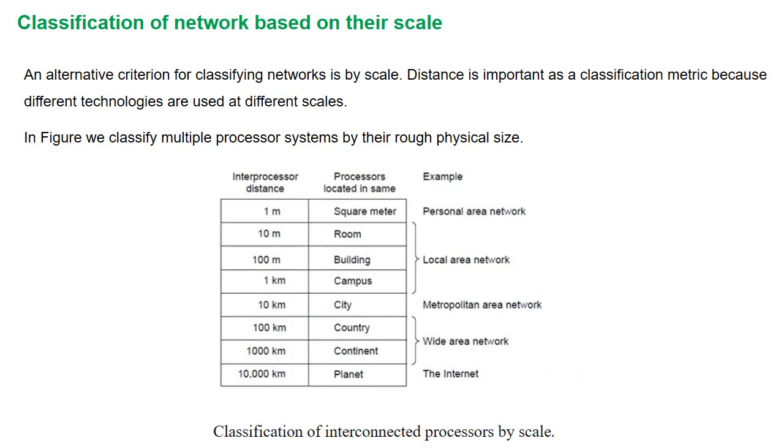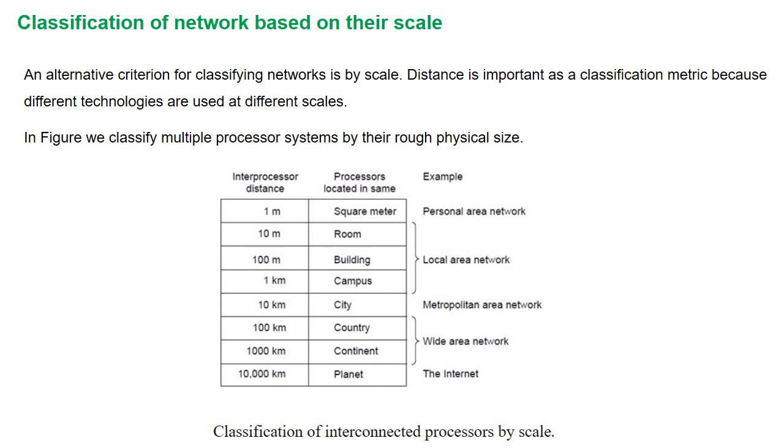Now we are going to study about the types of network. Classification of network based on their scale. Here scale means the distance between the networks. If the distance is less, it will be called a personal area network, which is nothing but if it is only 1 meter, it is a personal area network.